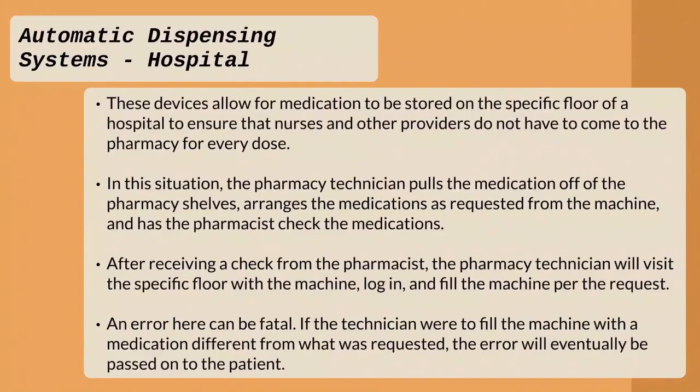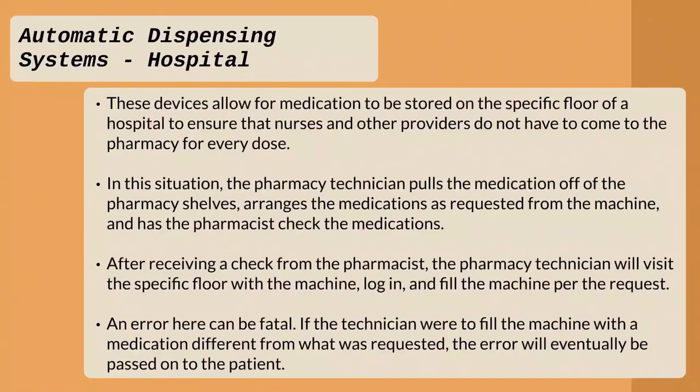There are also automatic dispensing systems in hospitals. So these devices allow for medication to be stored on the specific floor of a hospital to ensure that nurses and other providers do not have to come all the way to the pharmacy for every dose. In this situation, the pharmacy technician pulls the medication off of the pharmacy shelves, arranges the medications as requested for the machine, and has the pharmacist check the medications. After receiving a check from the pharmacist, the pharmacy technician will visit the specific floor with the machine, log in, and fill the machine per the request.